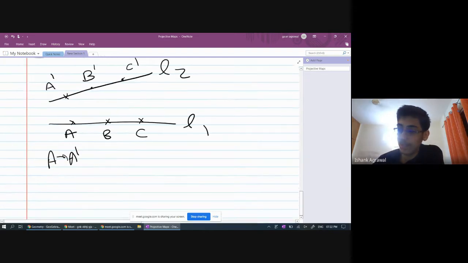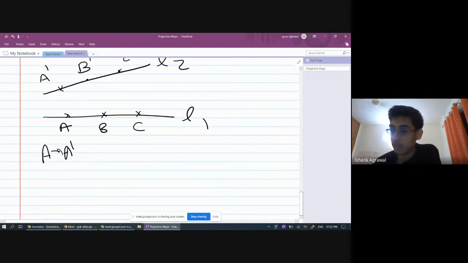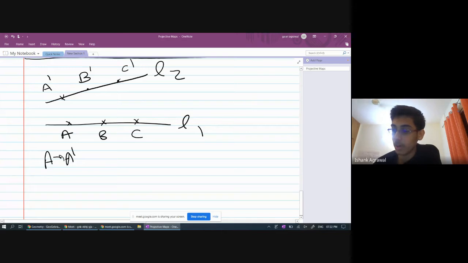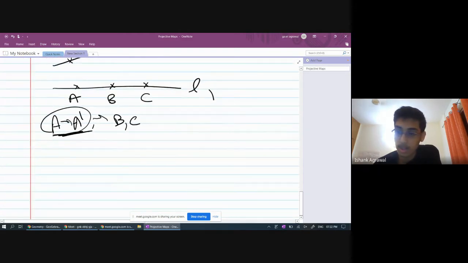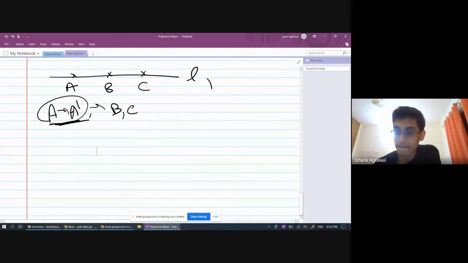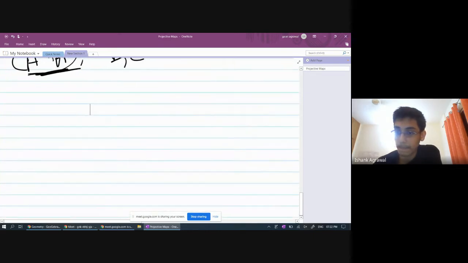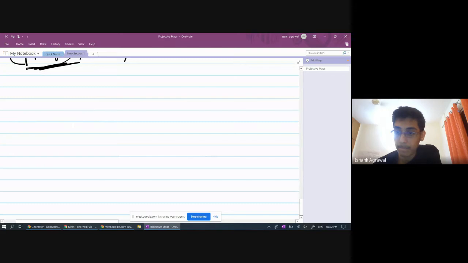So I'll give a hint. Try going one by one. Find a perspectivity that maps A to A dash first, regardless of where B and C go. And then try to keep A at A dash and try then to map B and C. Okay, so I guess I'll just go through it then.